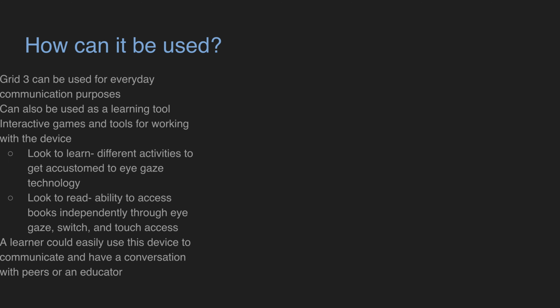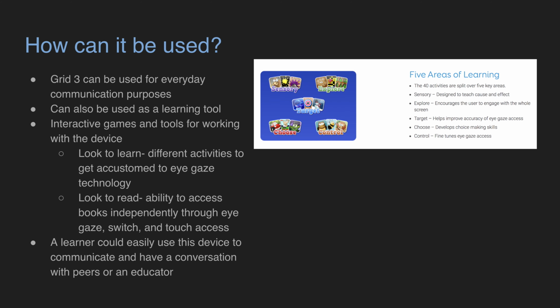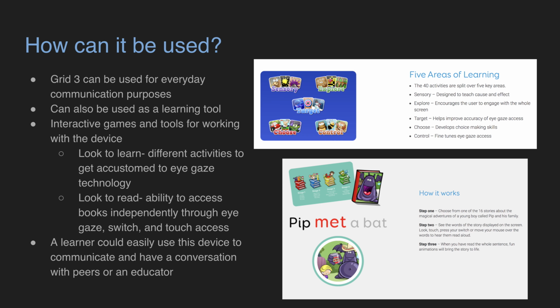How can you use this in your classroom? So Grid 3 would be more of an individualized education technology program for a student. It can be used for their everyday communication, but you can also use it as a learning tool in the sense that they can play interactive games and tools throughout there for working with the device. So up top here it says 5 areas of learning. There's different sensory, exploration, target, choose, and control functions that you can help navigate through the programming.